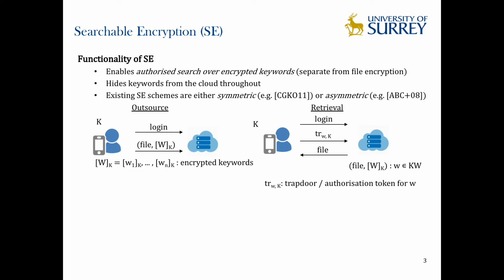On the left-hand side, we see a generic outsourcing protocol. The user authenticates himself to the server and stores a file along with an encrypted set of keywords. On the right-hand side is a generic retrieval protocol. Again, the user is authenticated and provides a set of keyword ciphertexts for the server to search on. Any match of the ciphertext returns the file to the user.